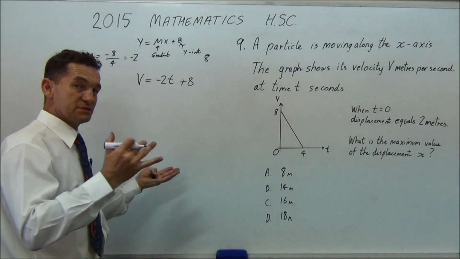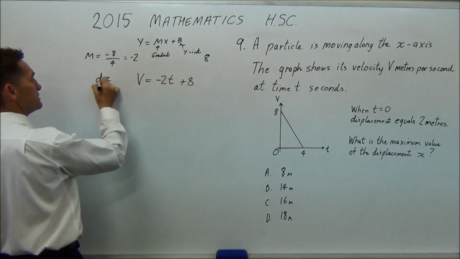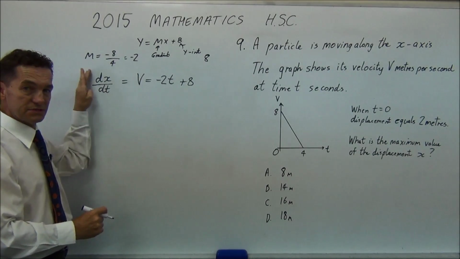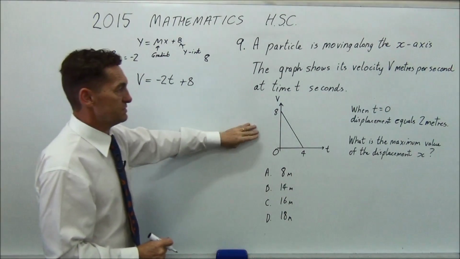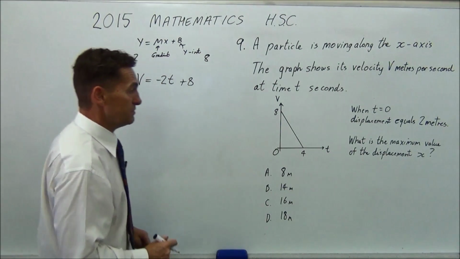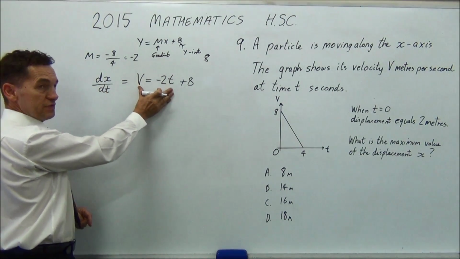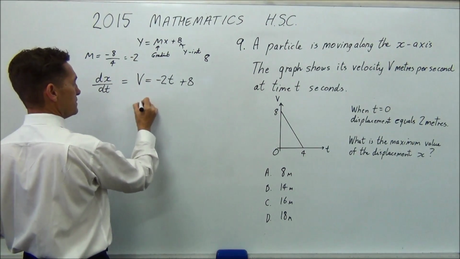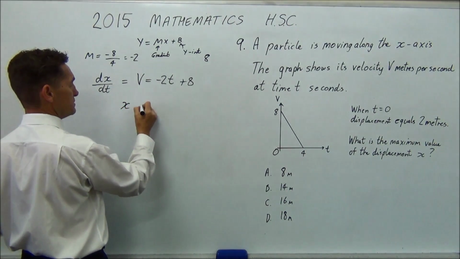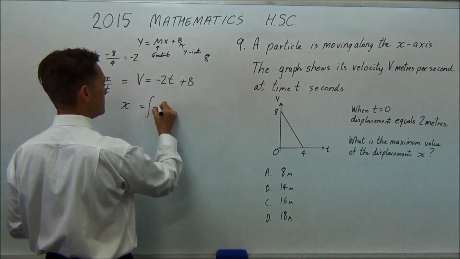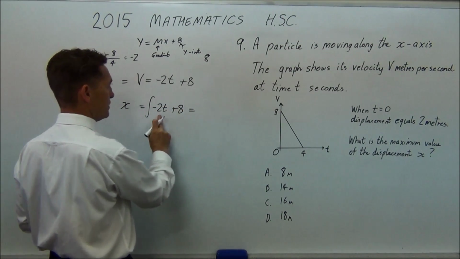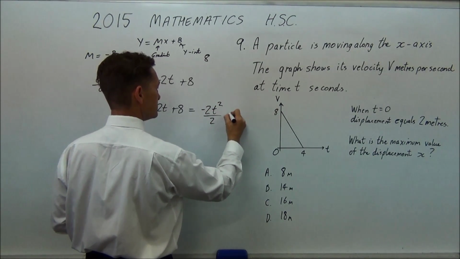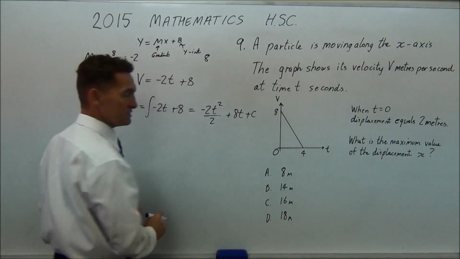What's velocity? Well, it's dx/dt. So dx/dt equals your velocity. If you differentiate your displacement, you get your velocity, which is what this is. And we're looking for the maximum value of the displacement. So if you're given the velocity, we're going to integrate to get that. So let's integrate: x equals the integral of minus 2t plus 8. Raise the power, t squared on 2, so minus t squared on 2 plus 8t plus c.